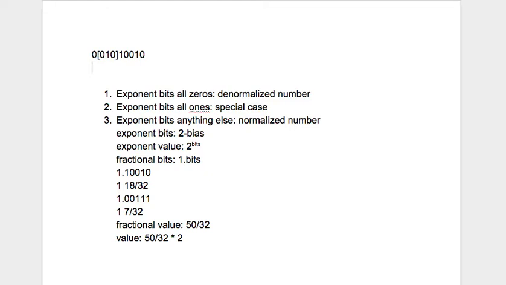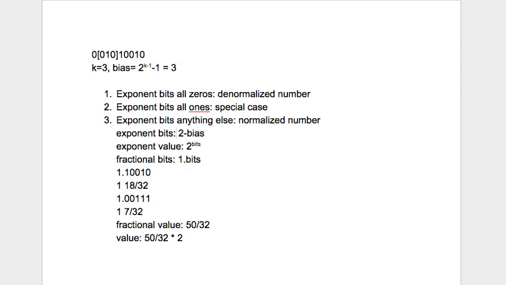If we have 3 exponent bits, we say that k is equal to 3, and the bias is always equal to 2 to the k minus 1, minus 1. For our example, since k is equal to 3, that's going to be 2 squared minus 1, which is 3. But that will change anytime you use a different number of exponent bits.